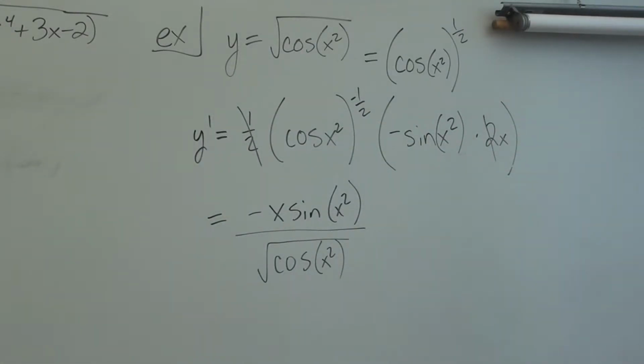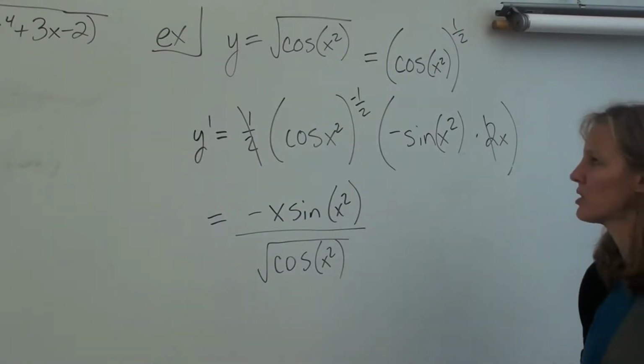Okay. Alright, so we have the cube root of the tangent of 6x to the 4th plus 3x minus 2.